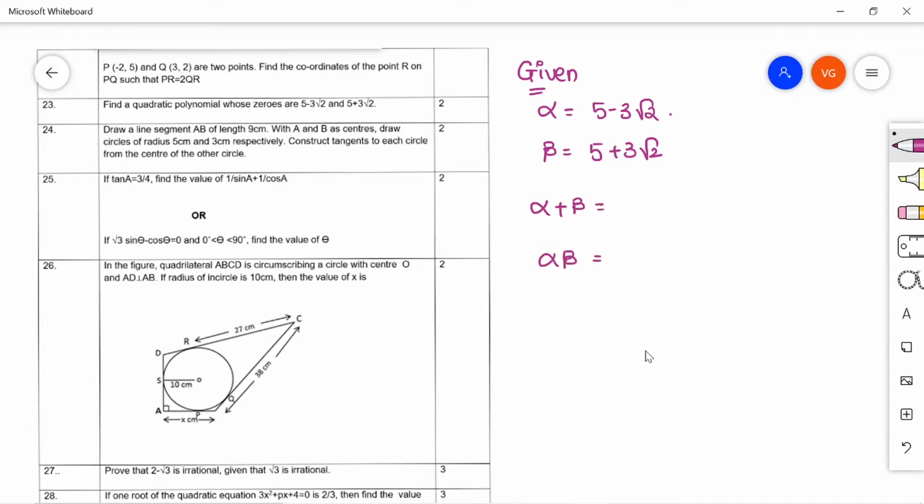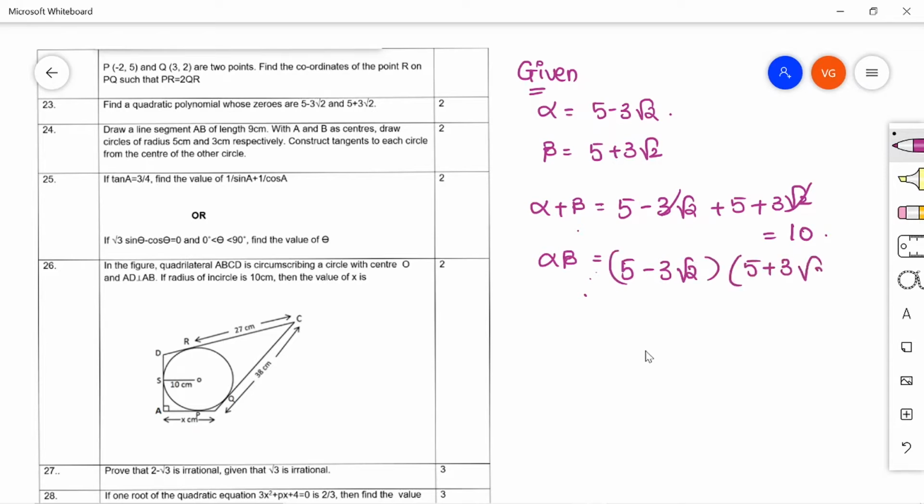As you know how to write down the quadratic equation once the sum of the roots and product of roots are known. So write 5 minus 3 root 2 plus 5 plus 3 root 2. So this will get cancelled. This is equal to 10. Then try to multiply 5 minus 3 root 2 into 5 plus 3 root 2. This is of a minus b into a plus b form. So I can take it as a square minus b square, 5 square minus 3 root 2 whole square. So this is 25 minus 9 into 2, 18. So that is equal to 7.